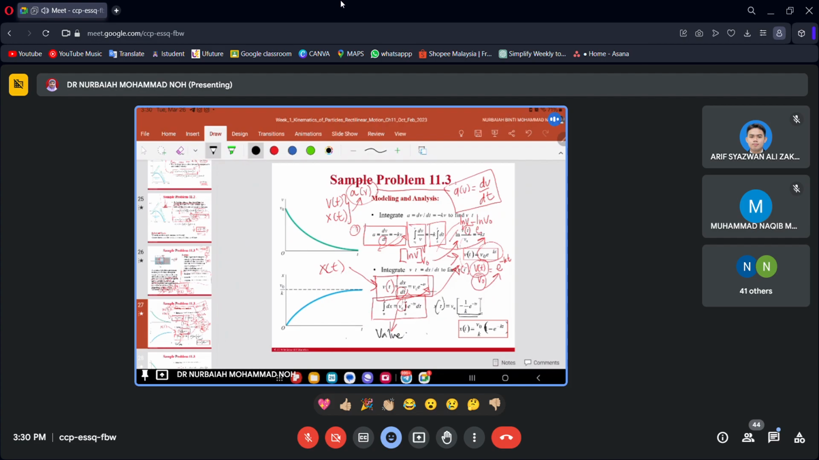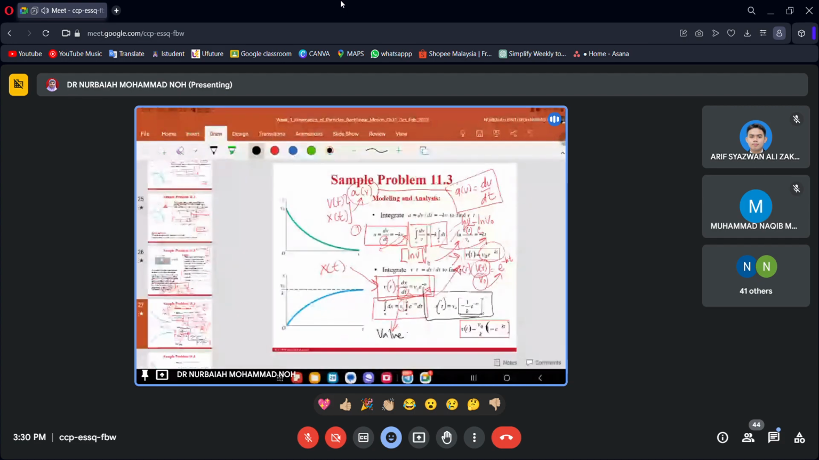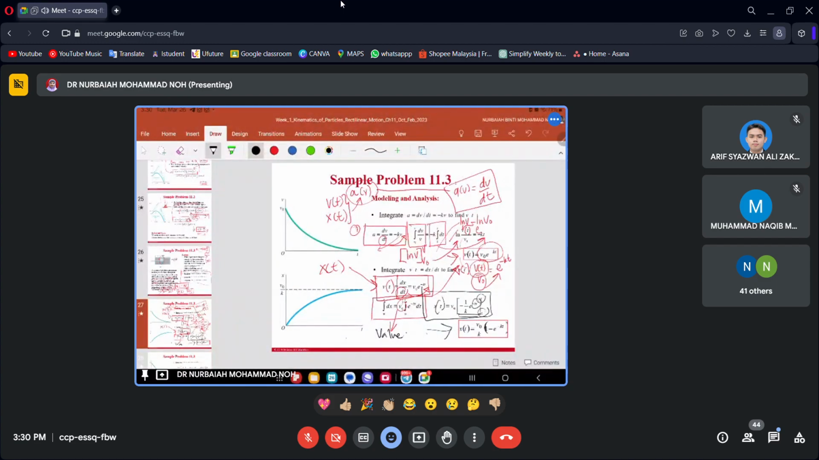Right, so the final result that you get here is, you need to substitute t and 0 into here, then you will get the function of x in terms of t. Right, so this is the detail or example on the derivation for v as a function of t and x as a function of t by given a as a function of v.